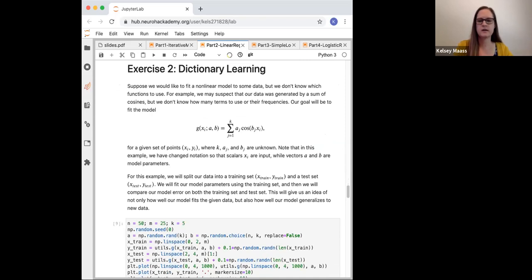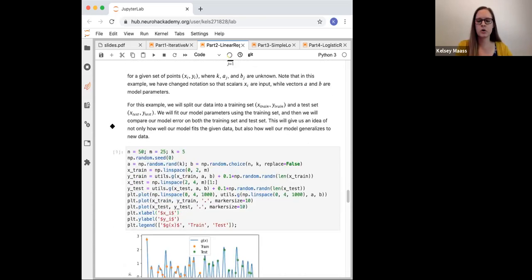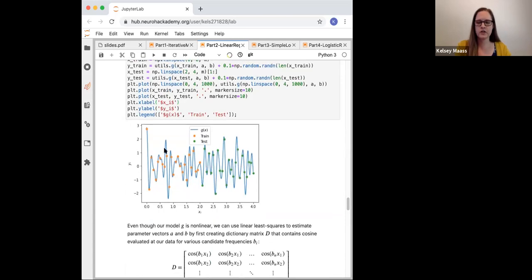Our second example is a fun one where we're actually estimating a nonlinear model using linear least squares. So in this setting, we have a function that we want to fit, and we know that the form of it should be a sum of cosines, but we don't know the coefficients, we don't know the frequencies, and most importantly, we don't know how many terms we have. But since we believe there should only be a few terms, it's a good candidate for using the lasso regression. So here's a plot of our true function that we're trying to estimate, and then some samples that we take that we'll split into a training set and a testing set.